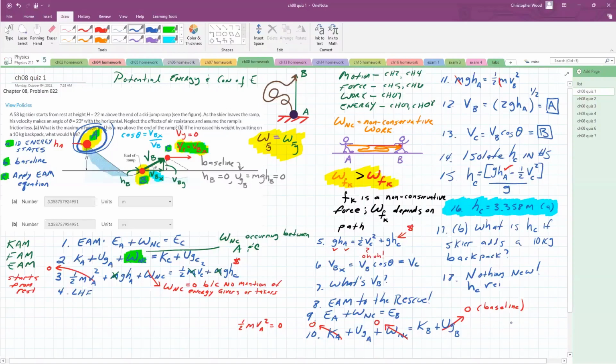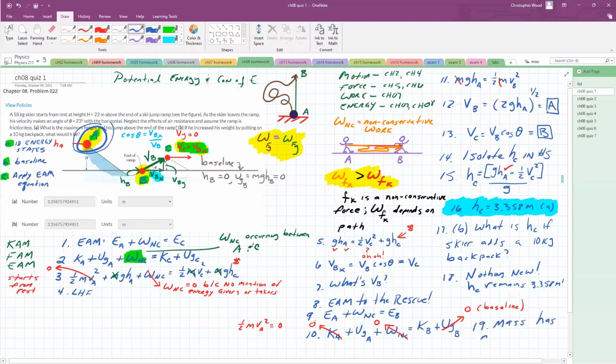Mass doesn't play a role. Mass has no effect, because mass got canceled. Mass was canceled way back here in step 3. So mass disappeared in step 3. It disappeared again in step 11.